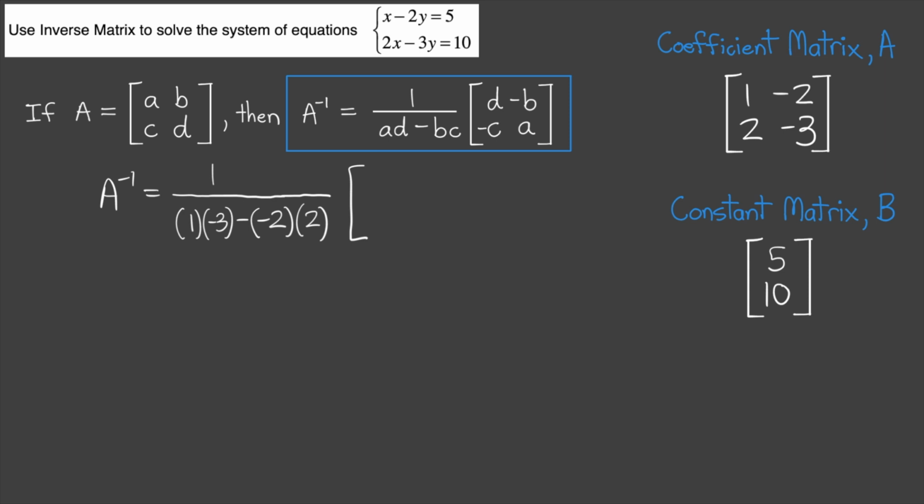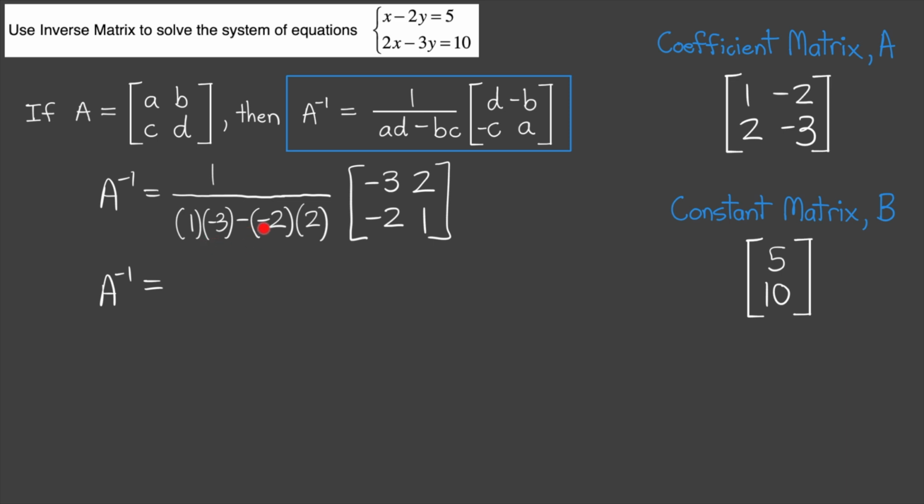We switched D and A. So here's A, here's D. So now they switch. So now negative 3 will be in the front spot, and then 1 will be in the bottom right. And then we negate B and C. So this is negative 2, so now it'll be positive 2. And then this is positive 2, which will now become negative 2. All right. So we just simplify this. On the bottom here, we get negative 3.